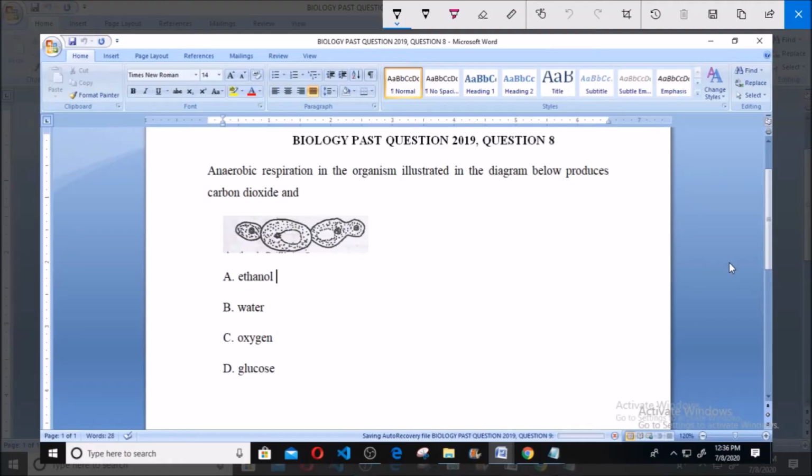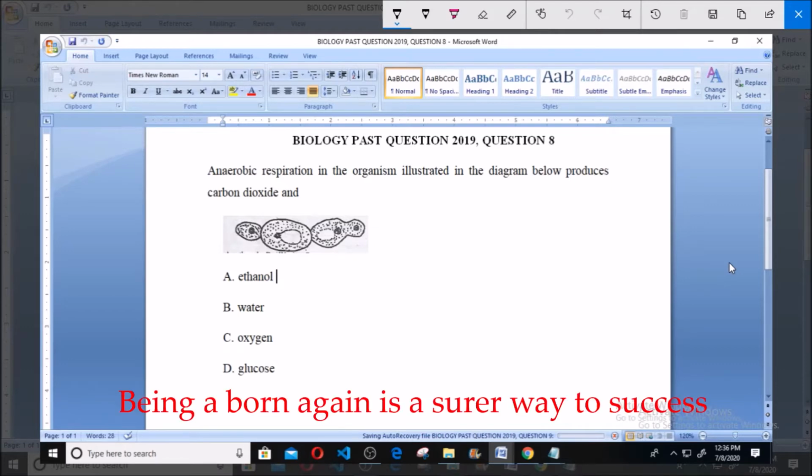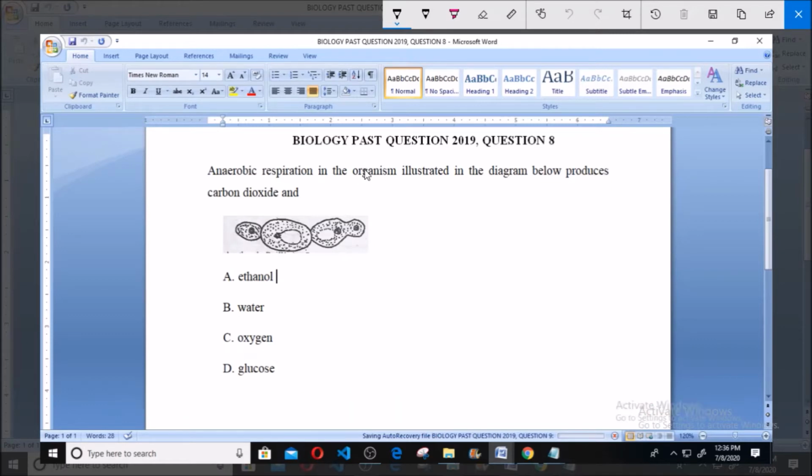Today we'll be dealing with Biology Past Question 2019, Question 8. Anaerobic respiration in the organism illustrated in the diagram below produces carbon dioxide and what? Now, A, it says ethanol, B, water, C, oxygen, D, glucose.